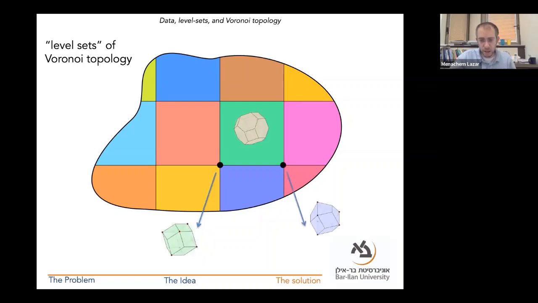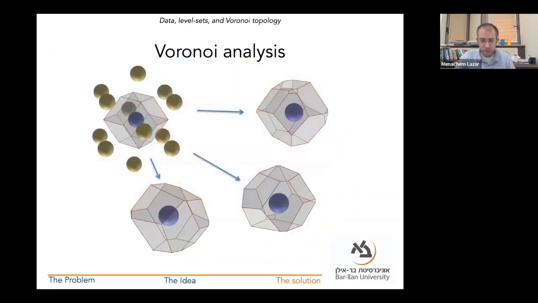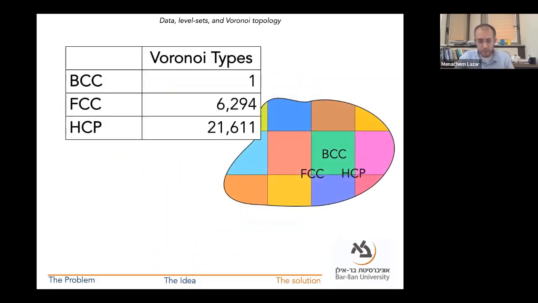Okay, in 3 dimensions, there are some arrangements. The body-centered cubic that I have in the middle is stable. That is, if you move it, it won't change the topology, the combinatorics of the Voronoi cells, but these other 2 will. And it turns out that if you perturb it, you have many possible resolutions. Here are 3 of them. It turns out that there are thousands of them in these special systems. 6,000, 20,000.